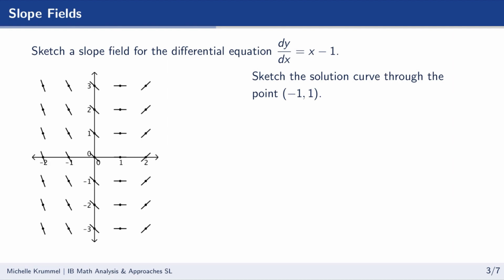So here's what that slope field actually looks like. I think it did a decent job. Now we want to sketch the solution curve that passes through the point -1, 1. So let's find the point -1, 1. That's this point right here. And we're going to sketch the solution curve.